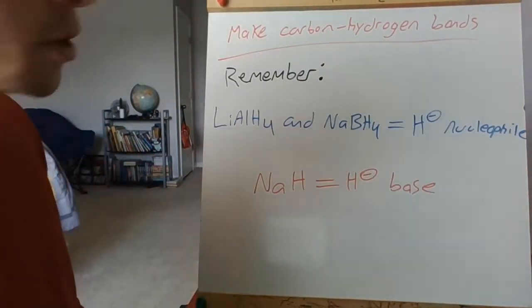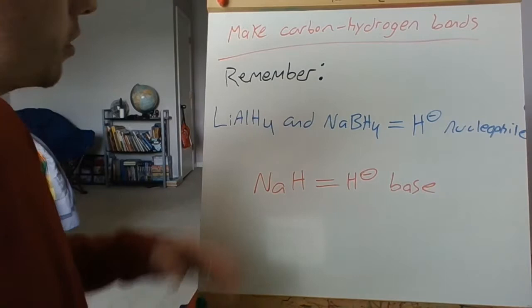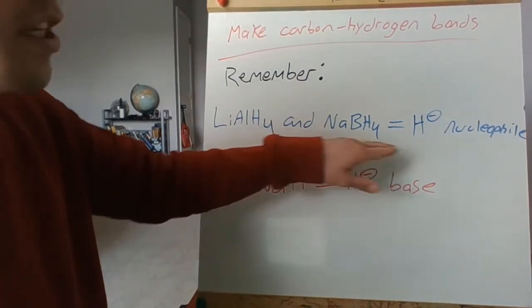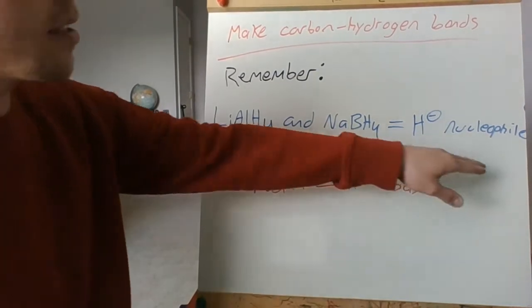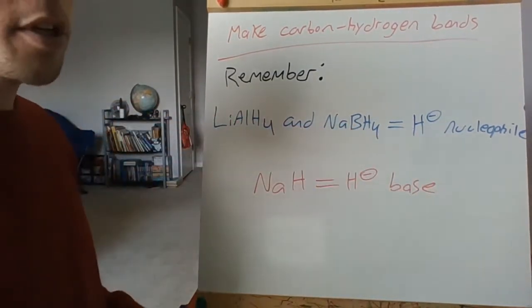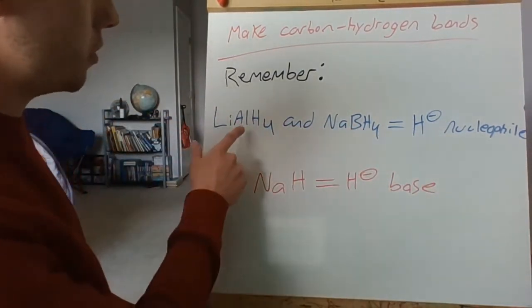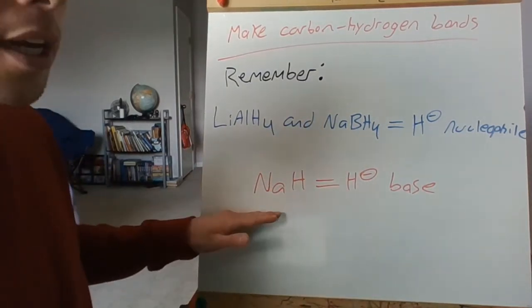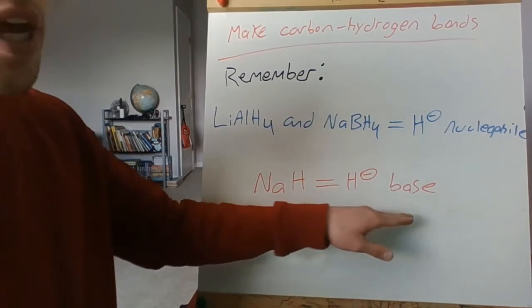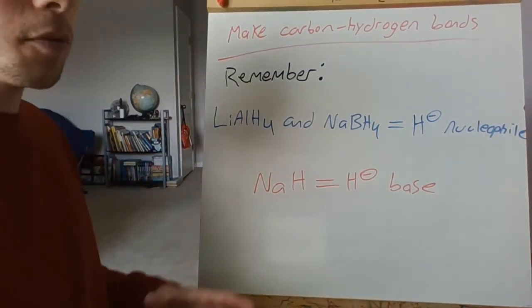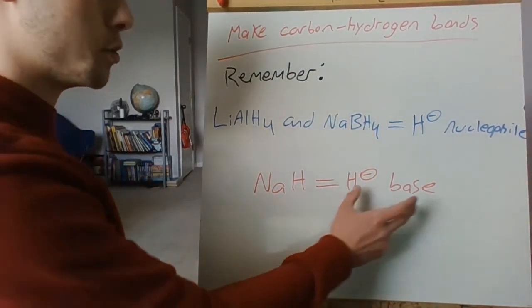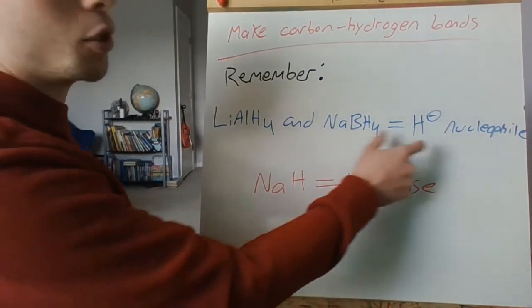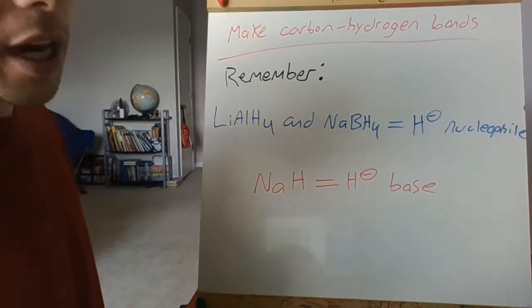So it's very important that you remember that lithium aluminum hydride and sodium borohydride equal H minus, and it acts as a nucleophile, and that's because of its electronics when it's bound to the aluminum or boron species. And then sodium hydride acts as an H minus base, and so don't get these two confused. Use sodium hydride when you want to use a base. Use lithium aluminum hydride and sodium borohydride when you want to use H minus as a nucleophile.